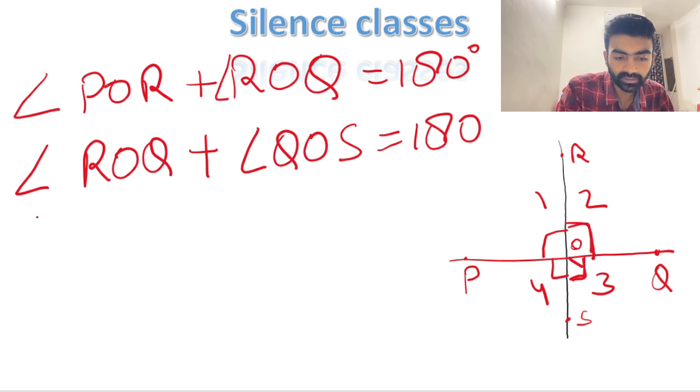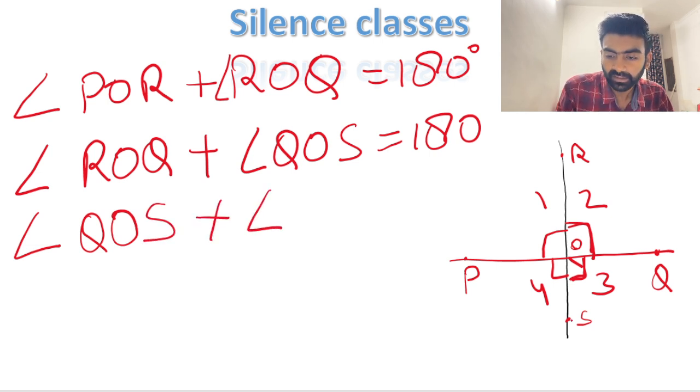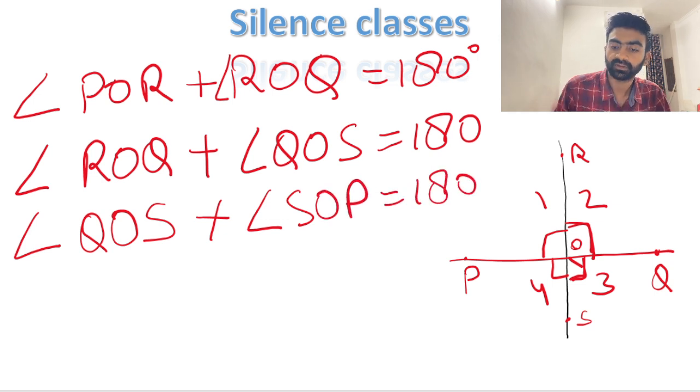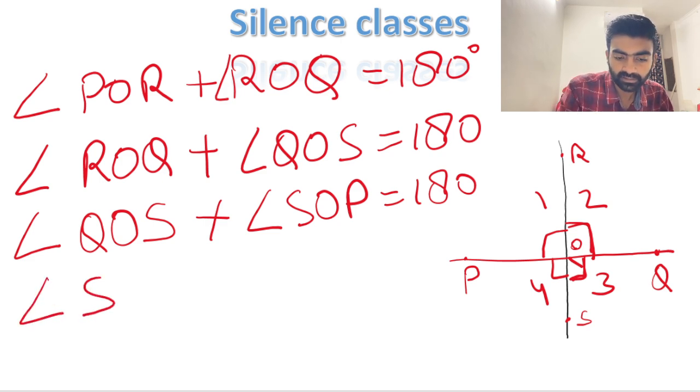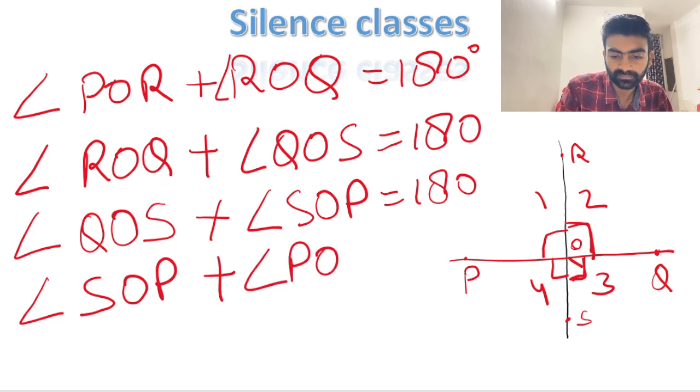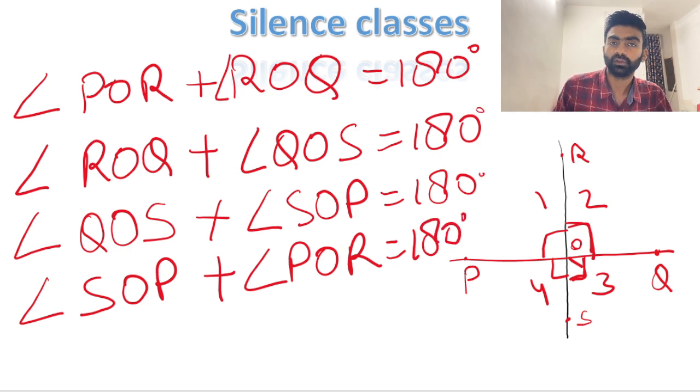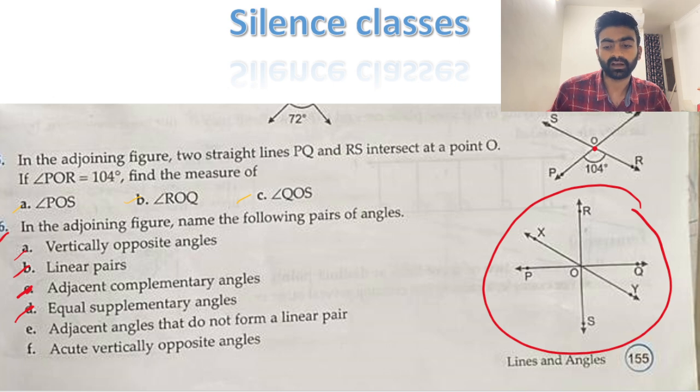Now we can say angle QOS plus angle SOP is equal to 180 degrees. Now I can add angle 4 and angle 1, angle SOP plus POR, is equal to 180 degrees. So these are equally supplementary angles, equal supplementary angles.